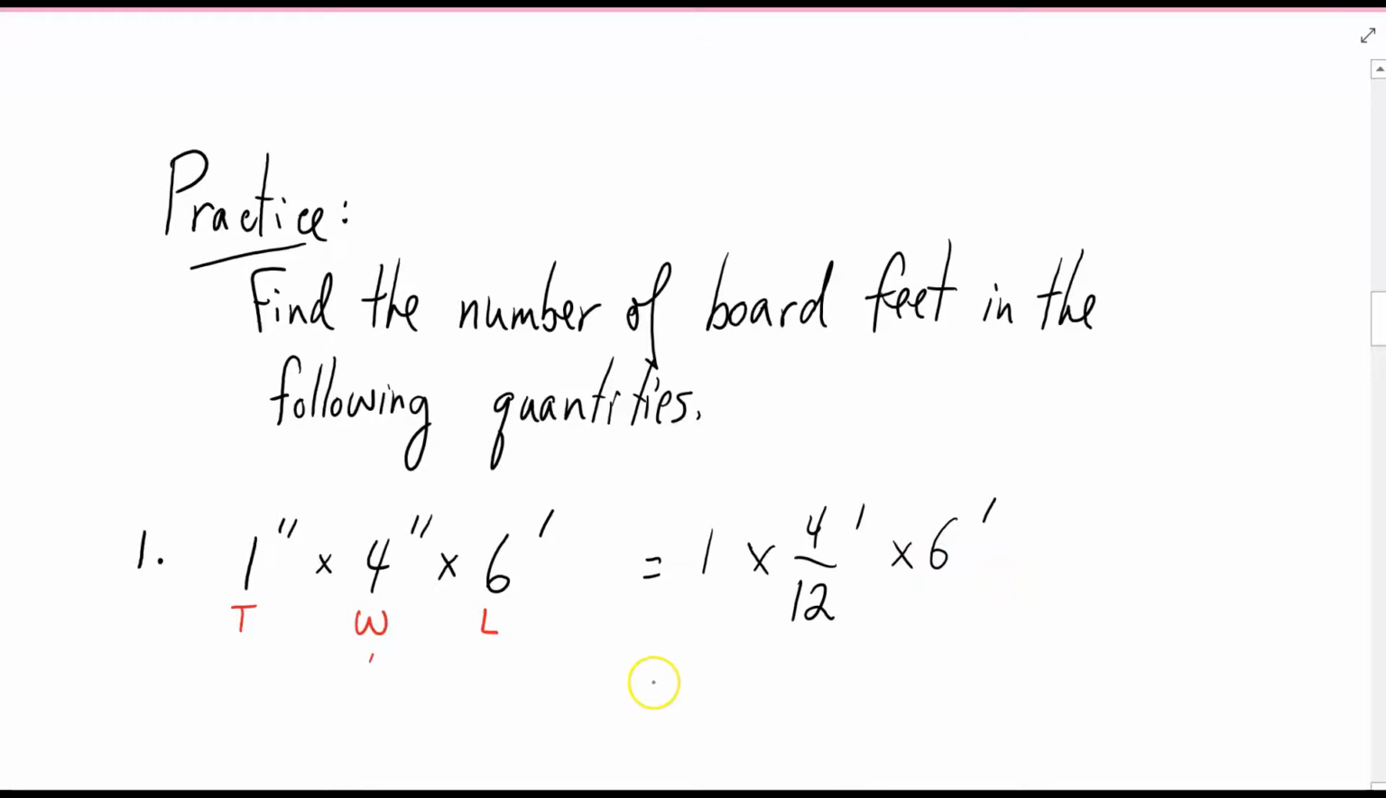So let's type that into the calculator. And there are different ways you can do it. You can use a fraction key, but what I find works quite nicely is 1 times 4 times 6 divided by 12. Just do the division by 12 last. Okay, and 4 times 6, 24, so it's 2 board feet.